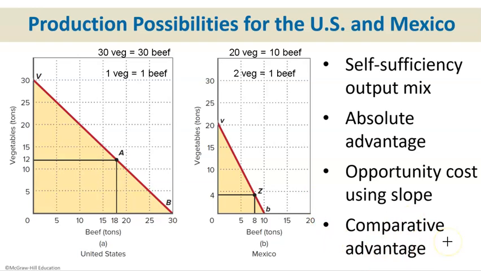Now we want to see who has comparative advantage. Well, comparative advantage is the one with the lower opportunity cost. So in the US, they only have to give up 1 ton of veggies, but in Mexico, they have to give up 2 tons of veggies. That means that the opportunity cost is lower in the US. So the US has comparative advantage in producing beef. That means the US is going to specialize in producing beef. They're only going to produce beef, and then they're going to export beef.